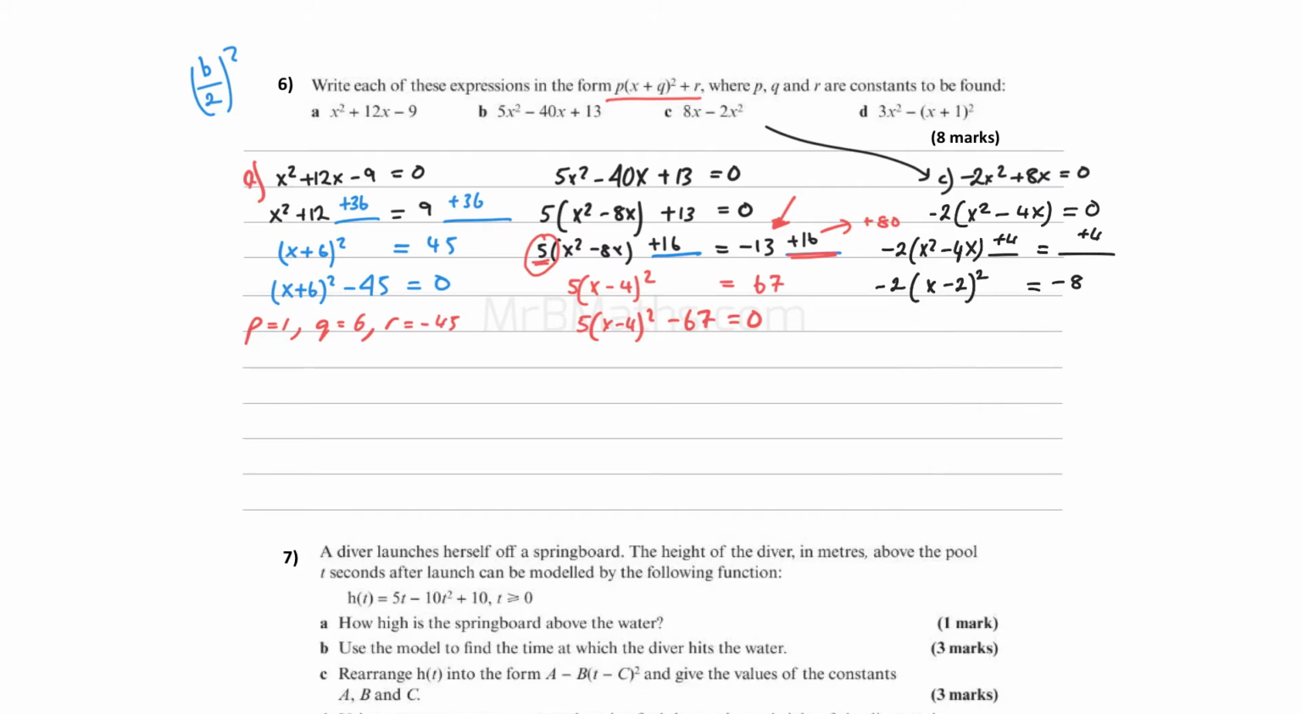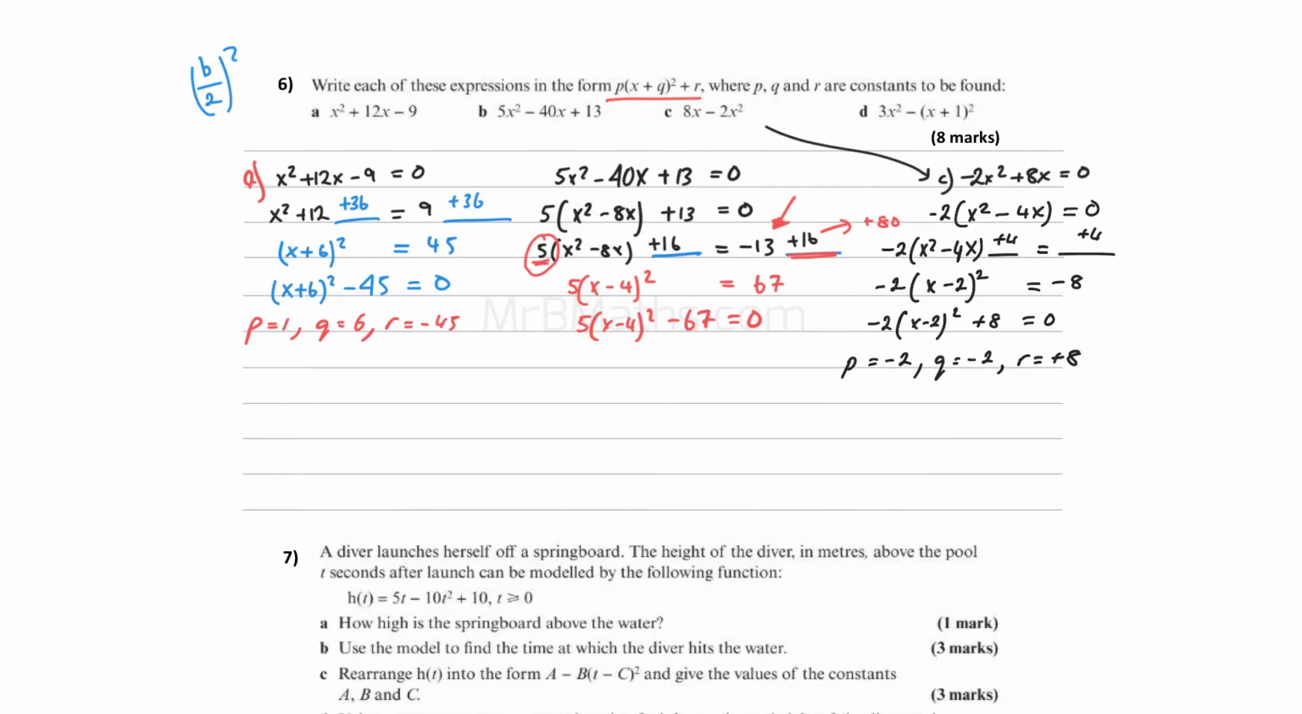So if I rewrite this now, we've got negative 2 open bracket x minus 2 squared plus 8 equals 0. Therefore, we can state that P equals -2, Q equals -2, and R equals +8.